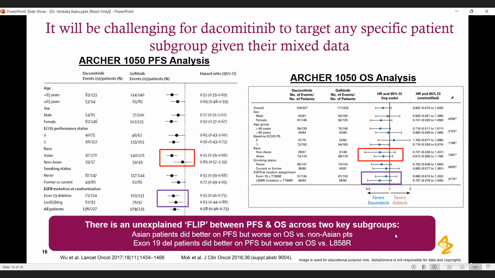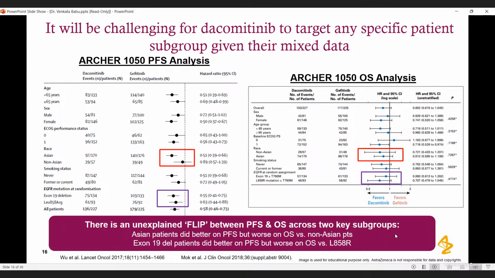Yeah. So one more comment that is commonly seen while discussing dacomitinib is that there is a difference between the benefits seen in the PFS analysis and the overall survival analysis. In the PFS analysis, it is seen that the non-Asian population may not benefit much, but in the OS analysis, that trend is not seen, and both Asian and non-Asian populations seem to benefit alike, because both the lines are meeting the line of unity in the center.